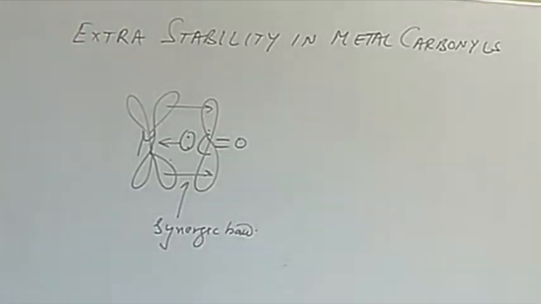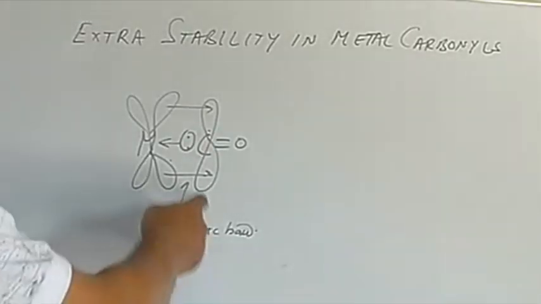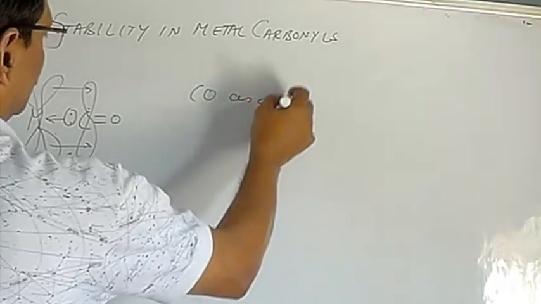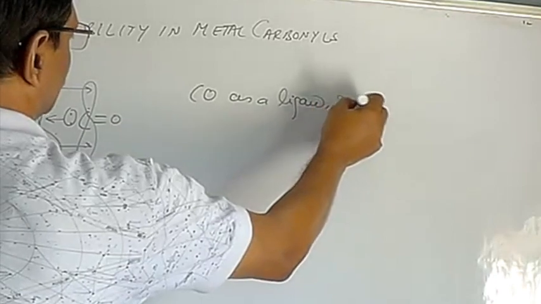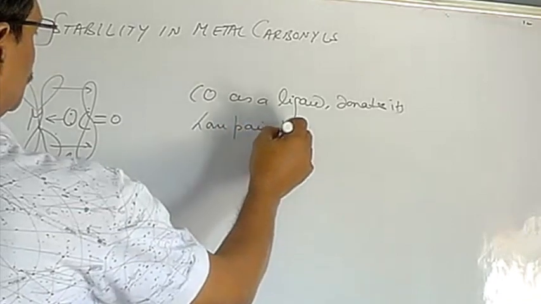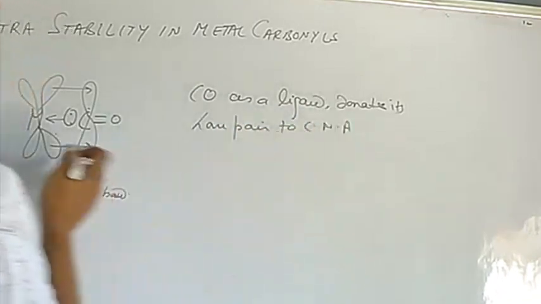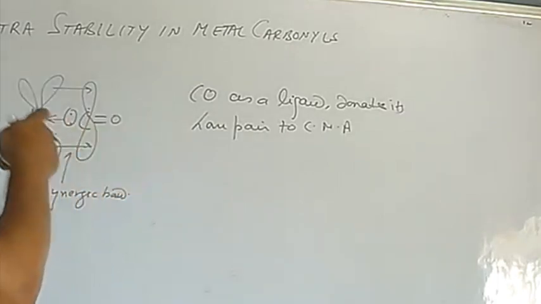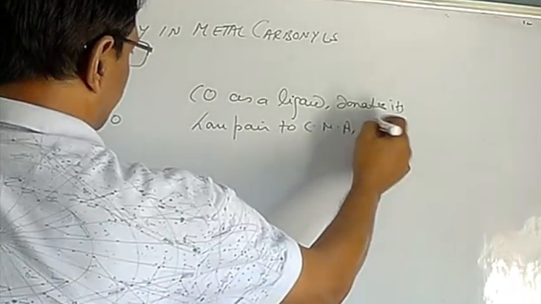Students, you all know that coordination compounds are highly stable, but coordination complexes having carbonyl as a ligand are found to be extra stable. Why are they found to be extra stable? The reason is the formation of a synergic bond. What is happening? CO as a ligand donates its lone pair to the central metal atom. See, CO donating its lone pair to metal. In all the cases, the same thing happens.